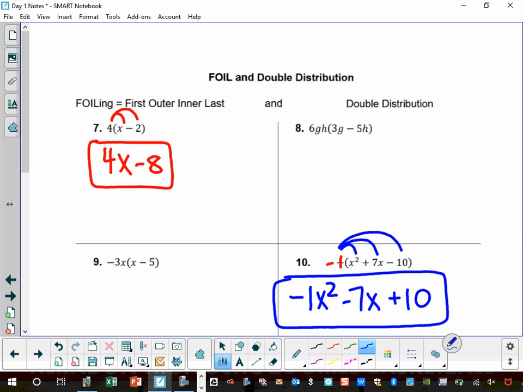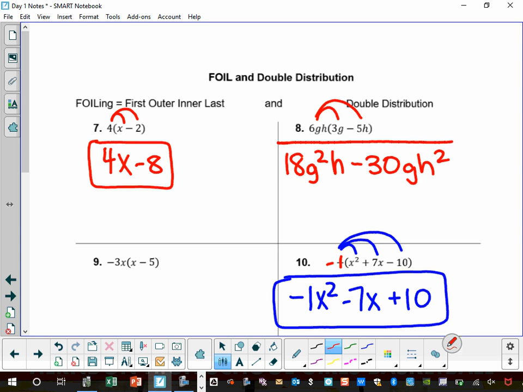All right, number 8. If I double distribute 6GH to 3G, what do I get? 18 is how many G's? Squared H, right? And then 6GH times negative 5H. Negative 30 GH squared, perfect. If you don't have that, write down the right answer. Any questions on that one?